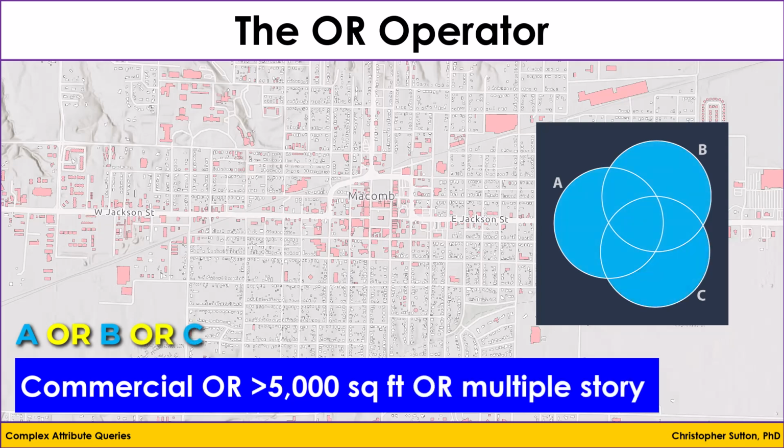Here we see the result of an expression where we are saying that structures are either commercial buildings or are at least 5,000 square feet or have multiple stories. Any building that meets at least one of those criteria will be selected.